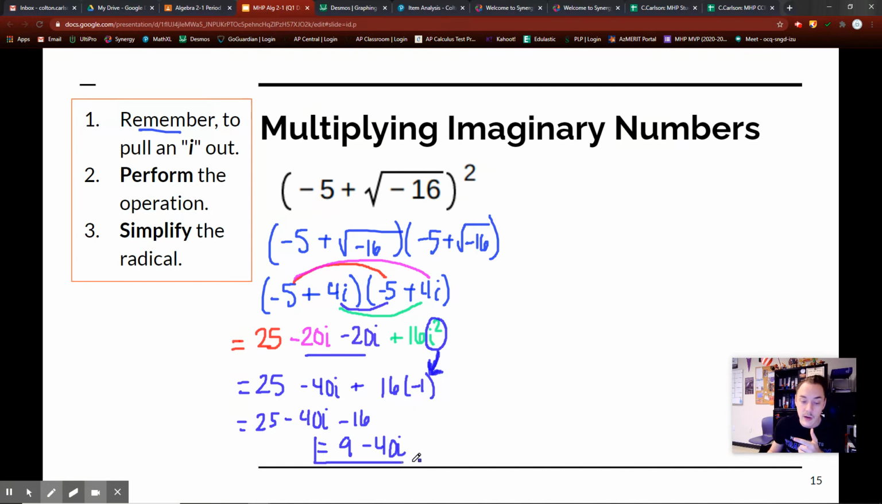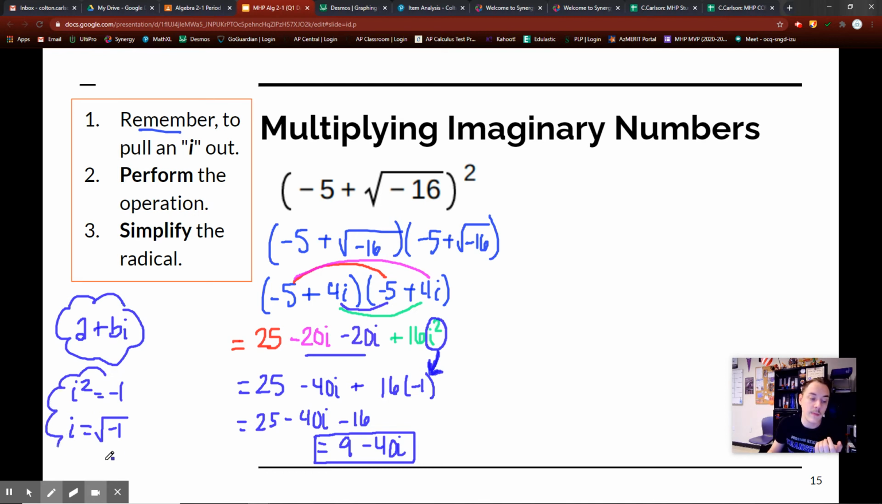Now, why do I put the 9 first? Because it's in proper form. Remember, it's my real number plus my bi form. Remember that i squared equals negative 1 and that i equals radical negative 1. These are the most important things, the ones I boxed and clouded. They're the most important things out of this whole lesson, the next lesson, even the lesson after that. You have to know this stuff. What I clouded right here, that's what you need to highlight and write down. That's important. Now, let's go through the other one.